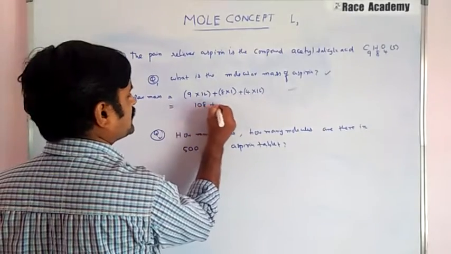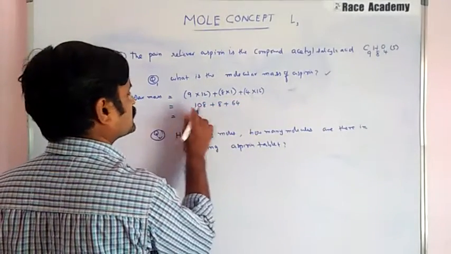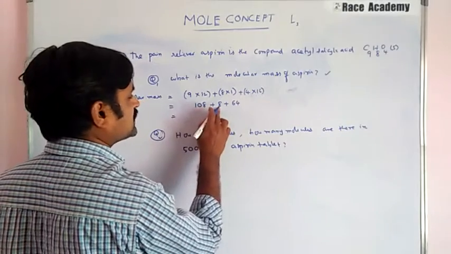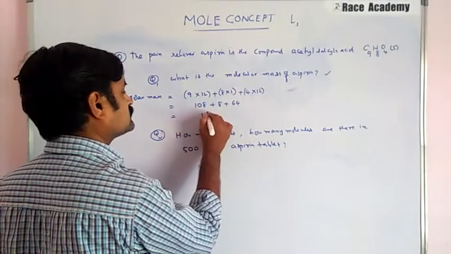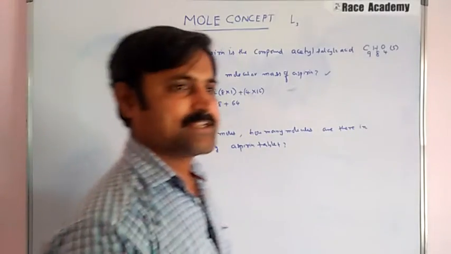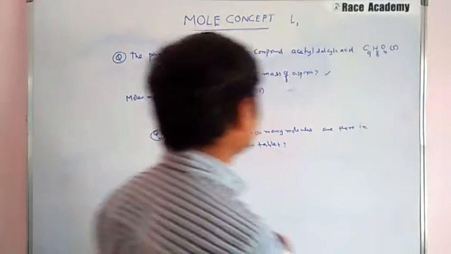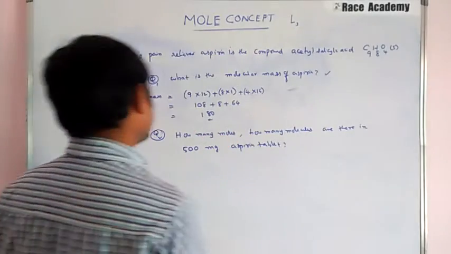This is 108 plus 8 plus this is 64. It's very clear that it is 116. 116 plus 64 will get 180. So this is the molecular mass of aspirin.